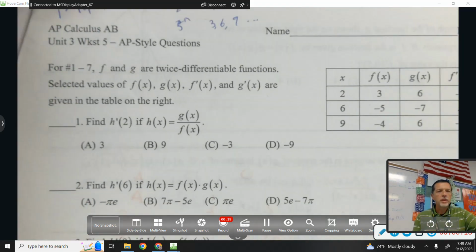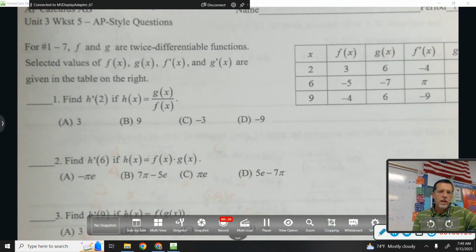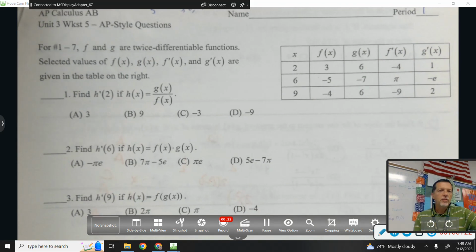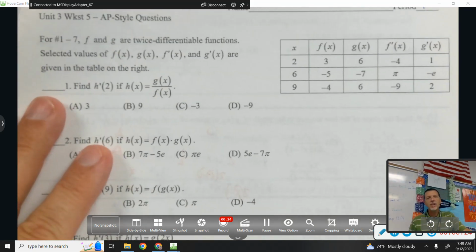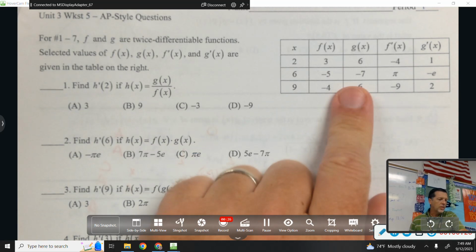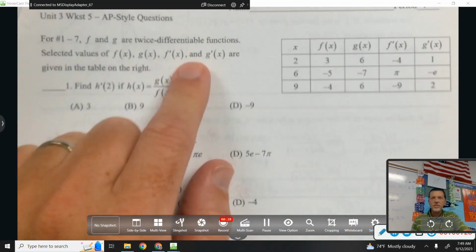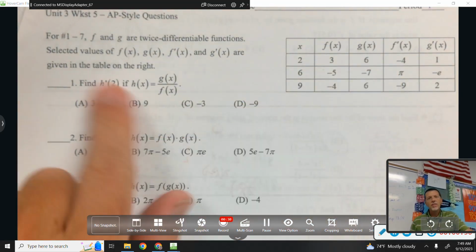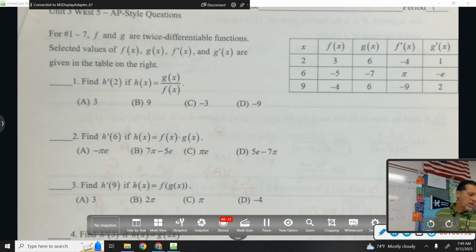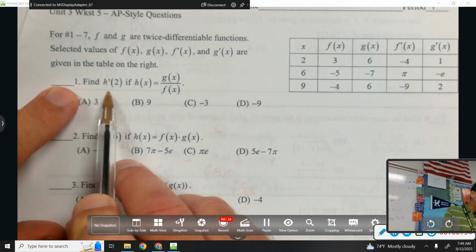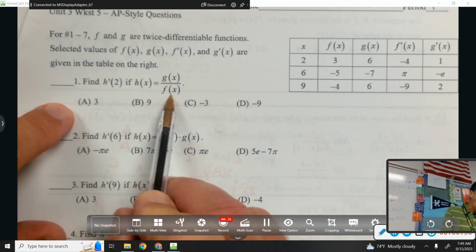All right, number one. I think I've already told you the free response question at the end of the test is very similar to this opening set here, where I give you a table and then ask for a whole bunch of different things. H prime at 2 if h of x equals g over f.